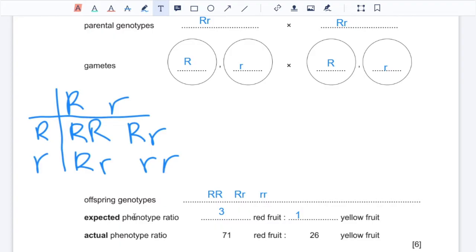What is the expected ratio of phenotypes? As you can see, there are going to be three different genotypes with the capital R or the dominant allele. So there are going to be 3 red fruit and 1 yellow fruit.